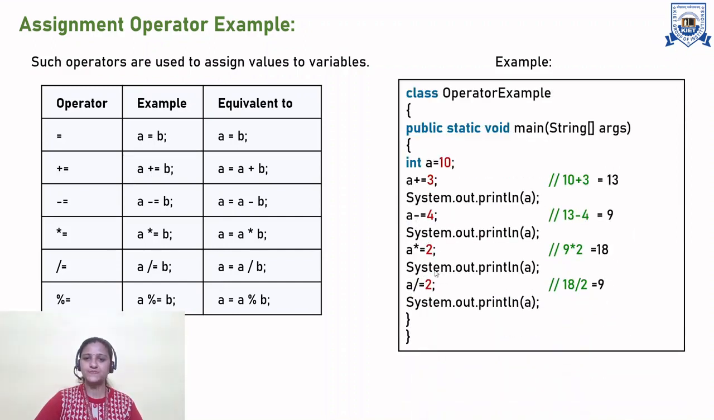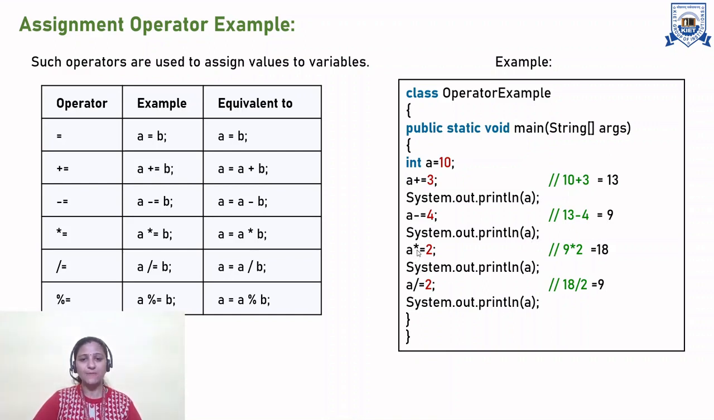Let's have an example. In this example, inside the main, we have taken a variable a having the value 10. Here what we did, a plus equal to 3. It means a is getting added with 3. 10 is added with 3, and then finally the added value gets assigned to this variable a. And when we produce the output of a, it will display 13. Next, a minus equal to 4. Currently a is 13, so 13 minus 4 gives 9, and it produced the result 9.